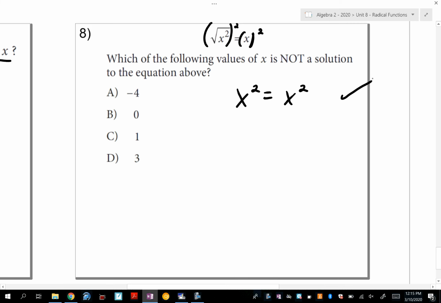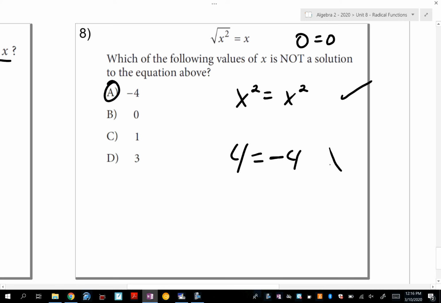But how come one of these doesn't? 0 works. What's the square root of 0? 0. So 0 equals 0 on this one. There's only one up here that doesn't look like the others. It's -4. Here's why. What's -4 squared? That's 16. What's the square root of 16? 4. But it's supposed to be equal to that same number. Is 4 equal to -4? No.